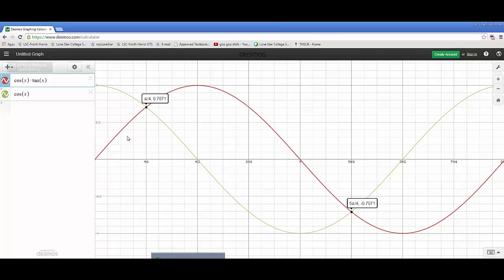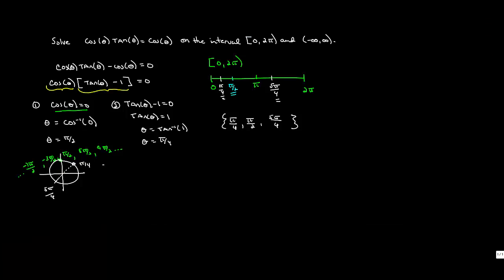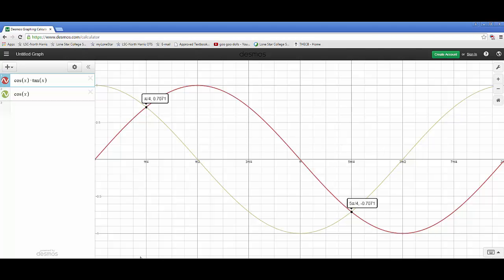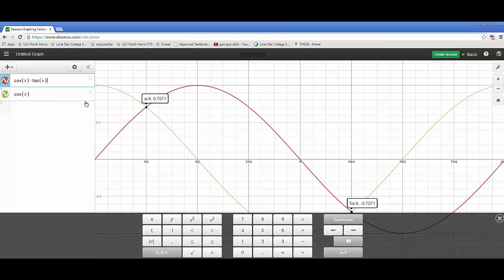Hang on, let's go back and look. So cosine times tangent is equal to cosine, and I got an answer of pi over 2 out. Let's check why pi over 2 is not showing up. Could have went like this.